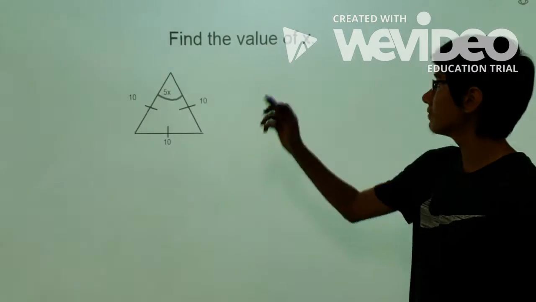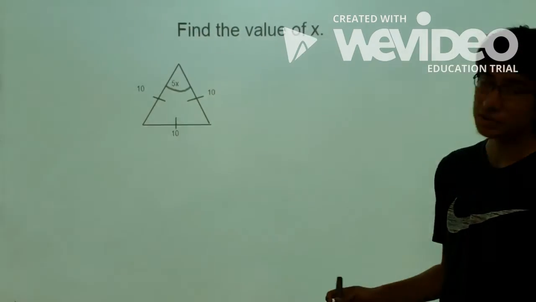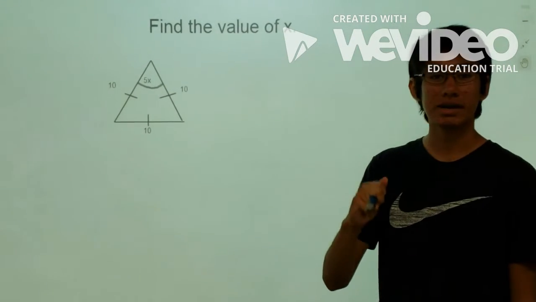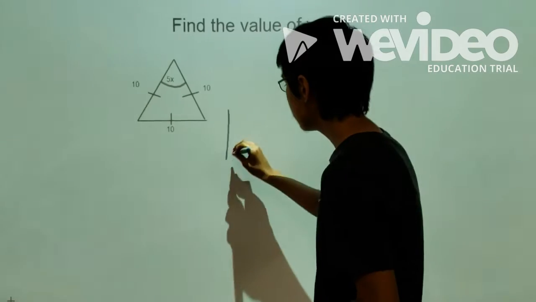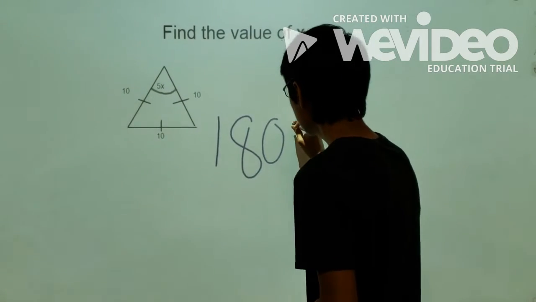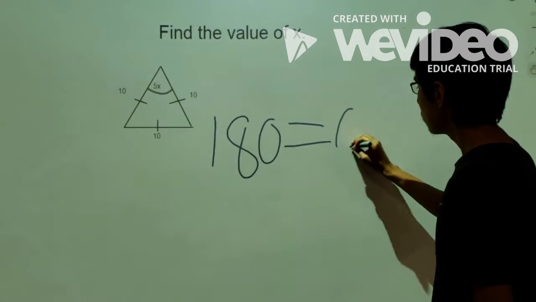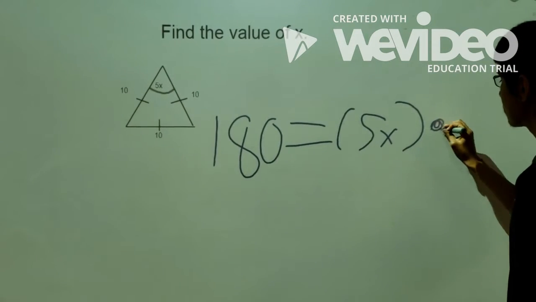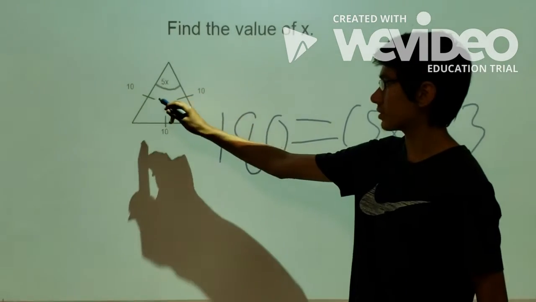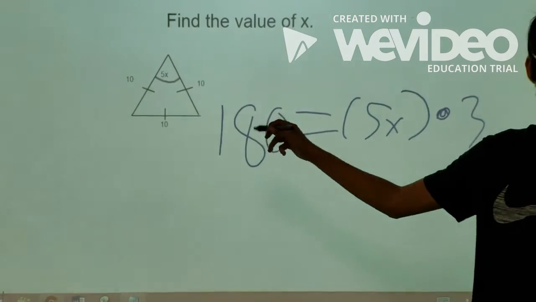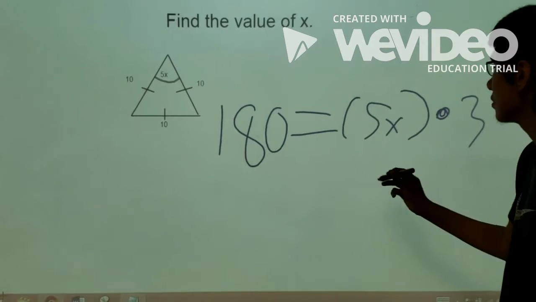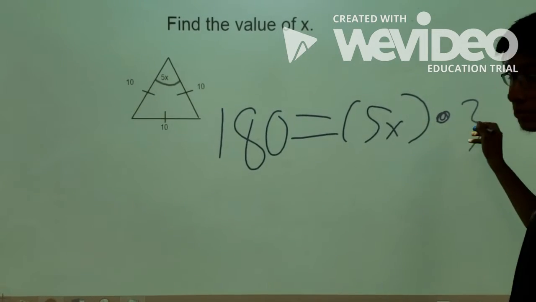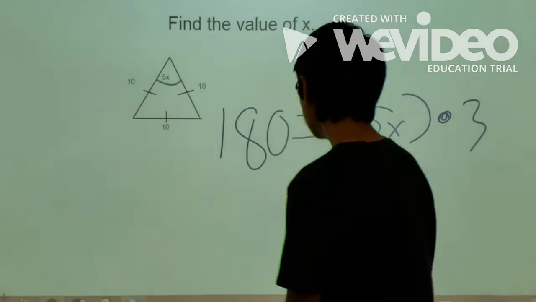Hello, right now we're trying to find the value of x in this triangle. In order to do this, we're going to use the base angles theorem. And in order to do that, we first have to use triangle sum theorem, which is 180 equals 5x times 3, because there's 3 angles, but we don't know the rest of the angles, and we're trying to find the value of x.